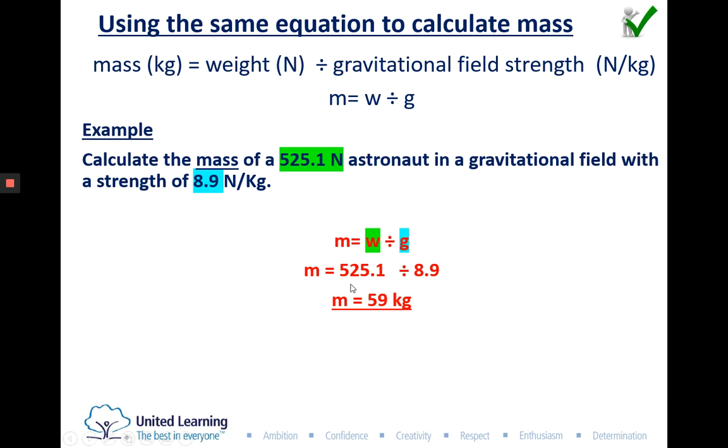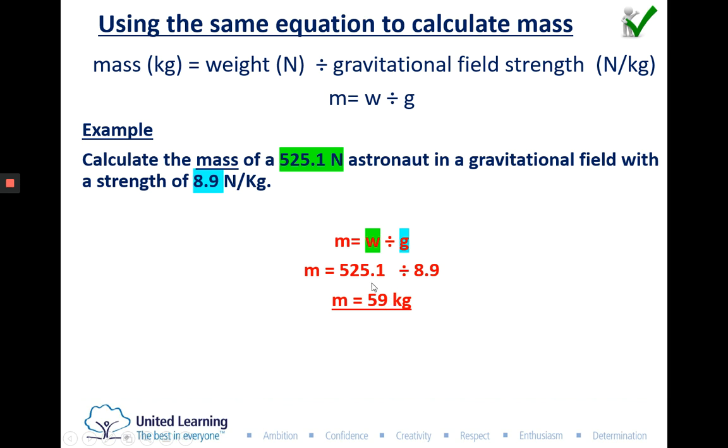So this time we're finding out the mass. The mass is always measured in kilograms. The mass is again the measurement of how much matter, how many atoms there are inside an object. So the mass should be measured in kilograms.